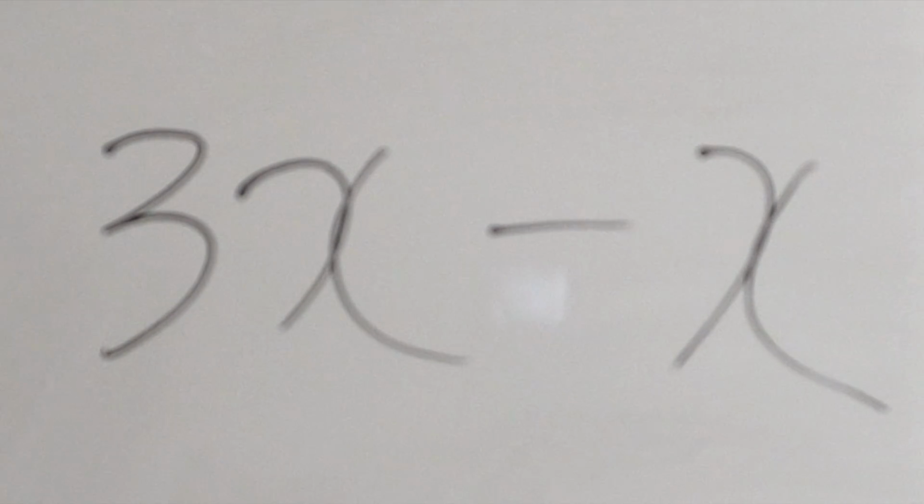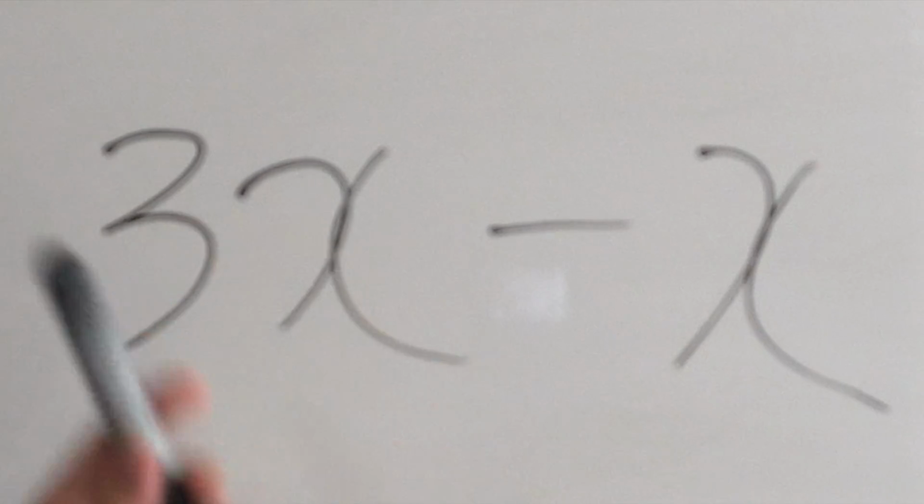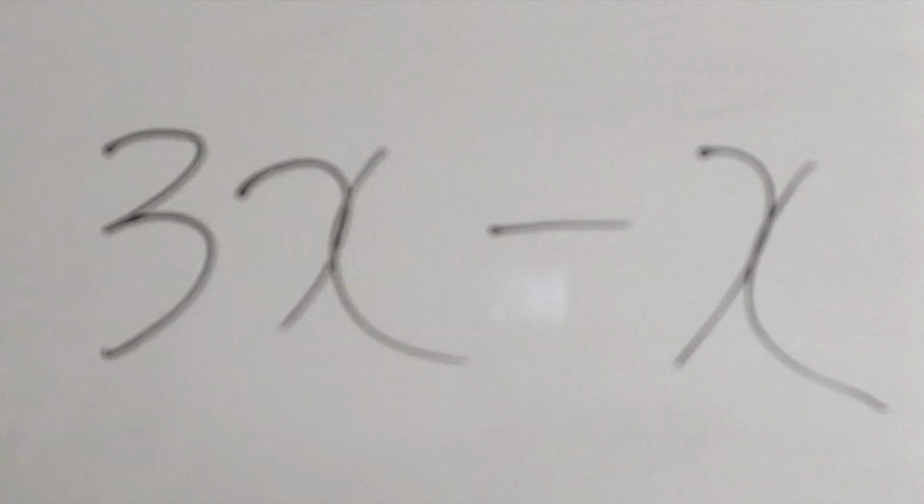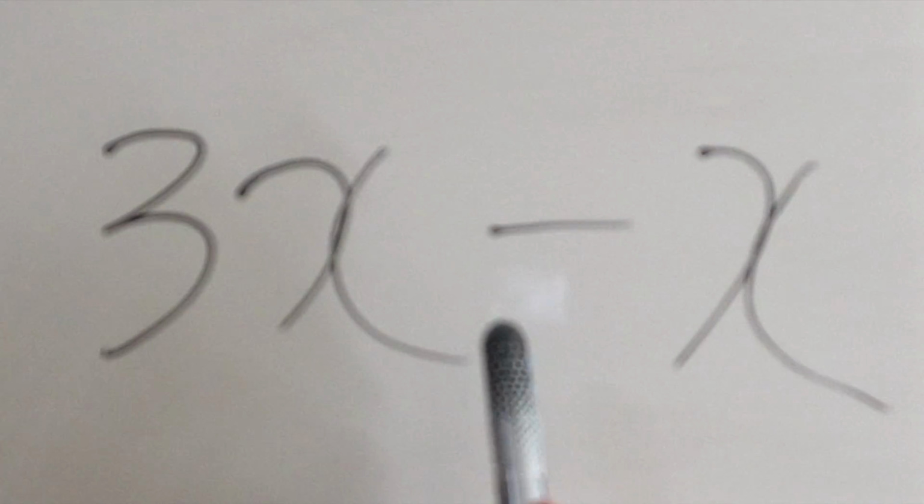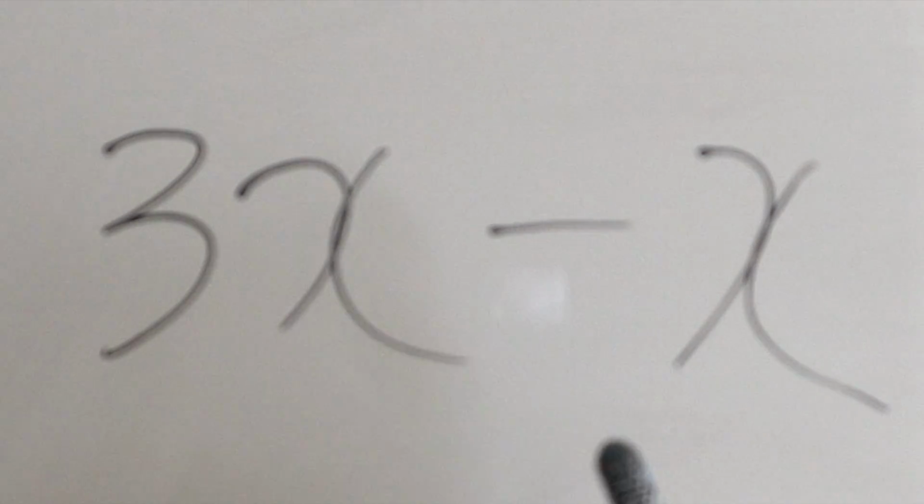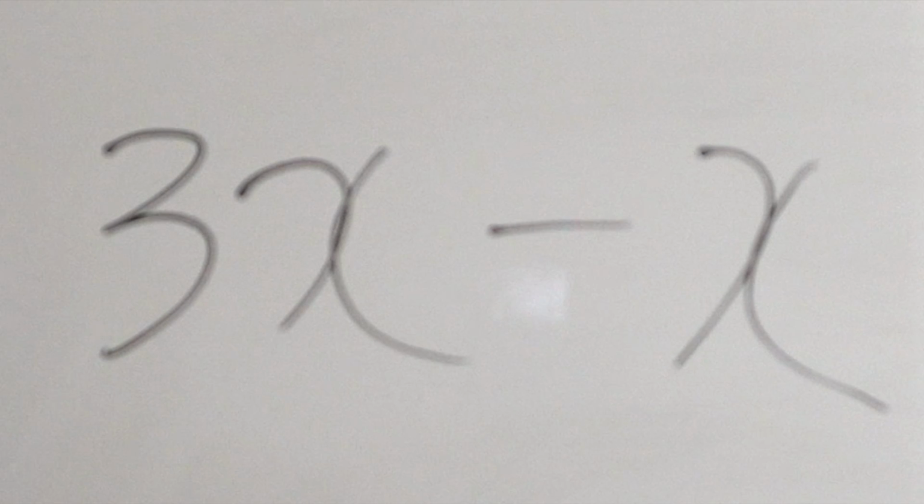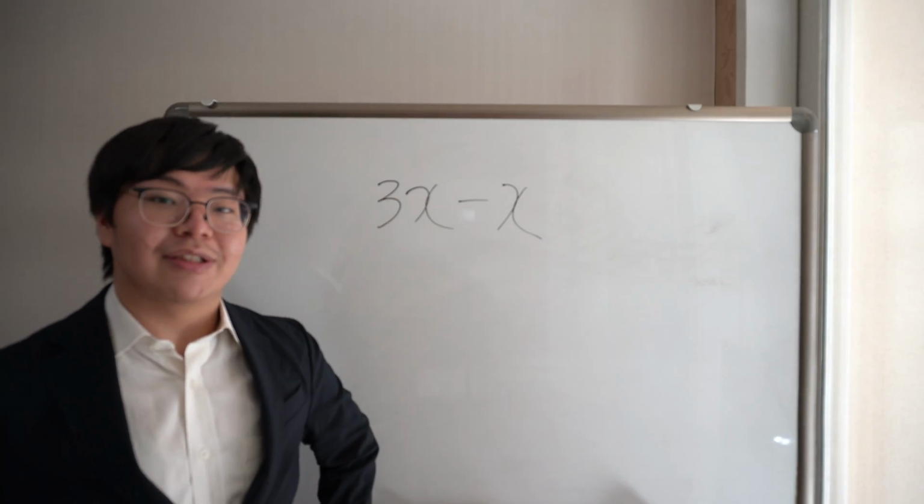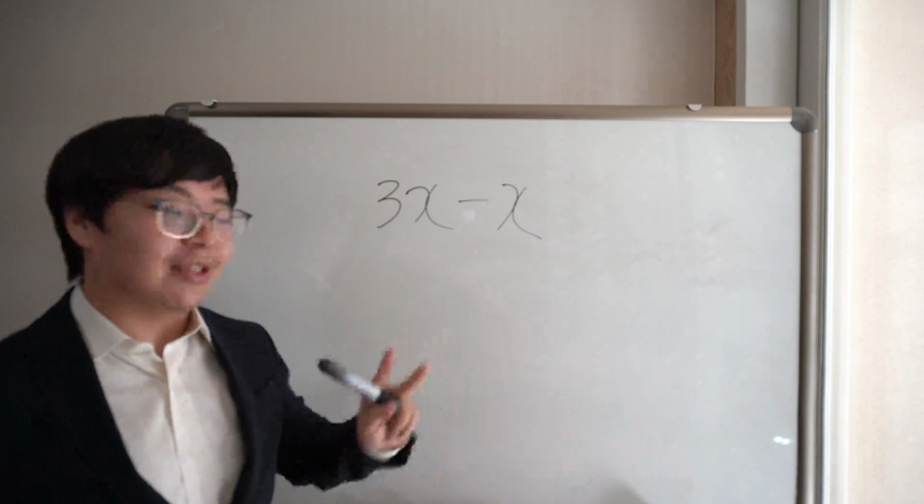When we do, we look at the coefficients. First one, we have 3, and second one, since there is no number, you assume there's 1. Then all we do is subtract, in this case, the coefficients. So what's 3 minus 1? 2. So the answer to this equation is 2x.